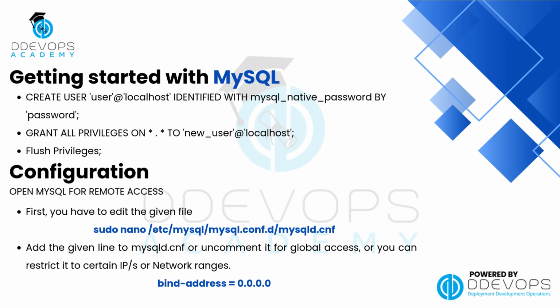For remote access, edit the MySQL config file and set bind address to 0.0.0.0. This opens MySQL to external connections. Just be sure to secure it properly.